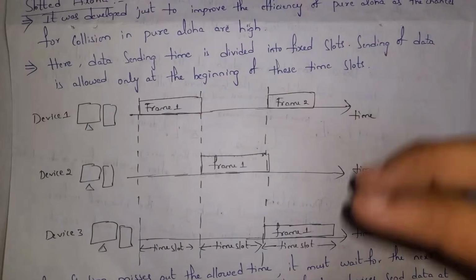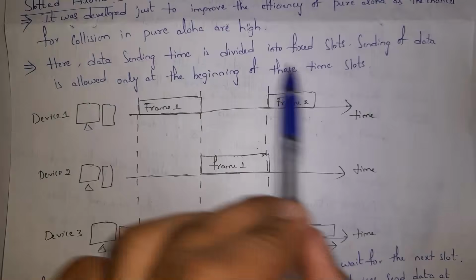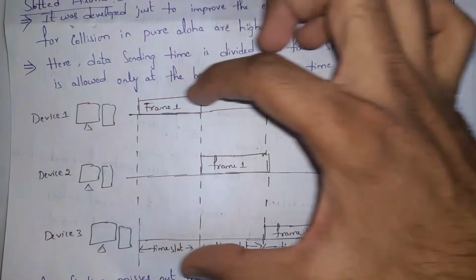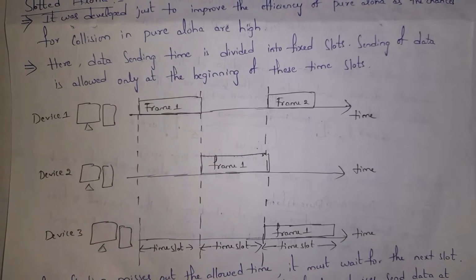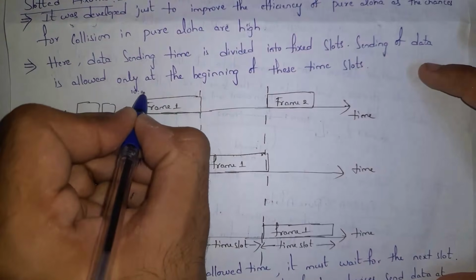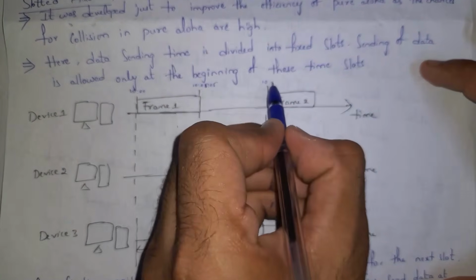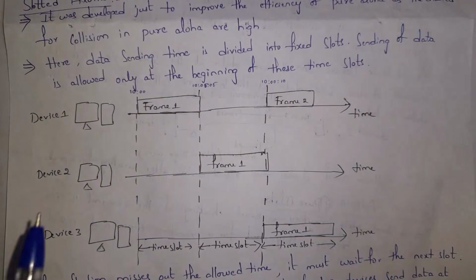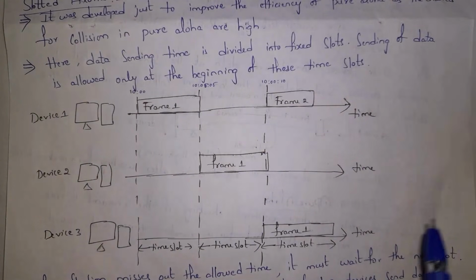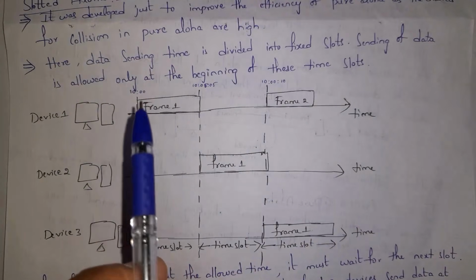As an example, there are 3 devices connected to a single cable. These lines are all considered as a single cable. In this single cable, data sending time is divided into fixed time slots. For example, let us say the time is 10 o'clock, here the time is 10.5 seconds, and similarly here the time is 10.10 seconds. Like that, sending time is divided into fixed time slots, and a device can send data only at the beginning of a time slot. A device cannot send data in the middle of a time slot.